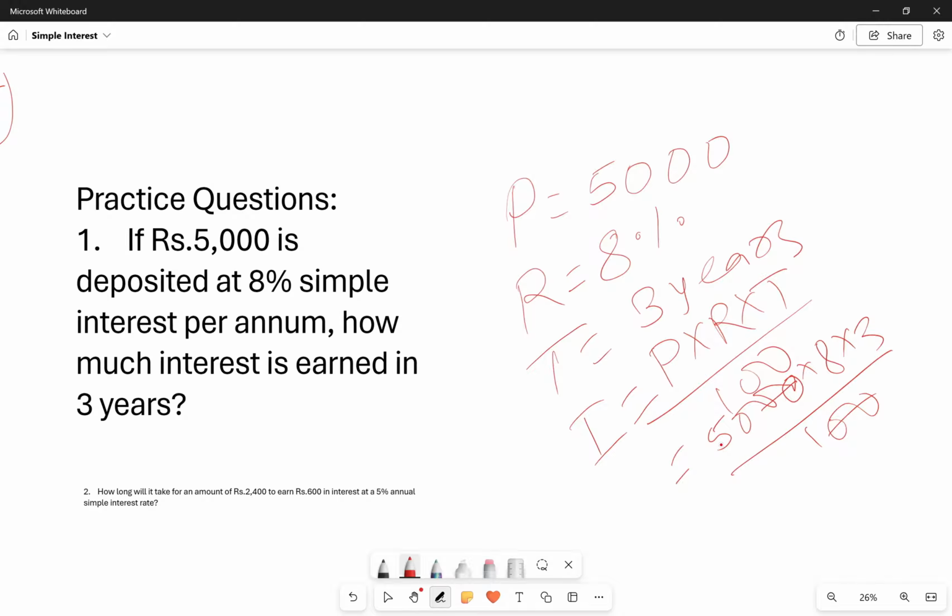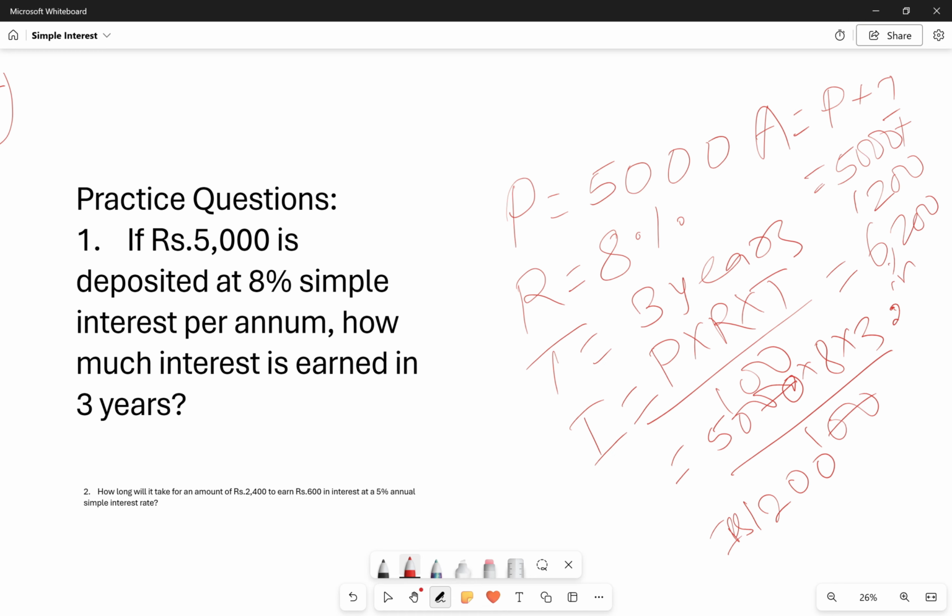8 5s are 40, 40 3s are 120, so 1200. So this interest is 1200. You earn this interest, and the total amount is equal to p plus I, which is 5000 plus 1200, 6200. You earn this amount in 3 years.